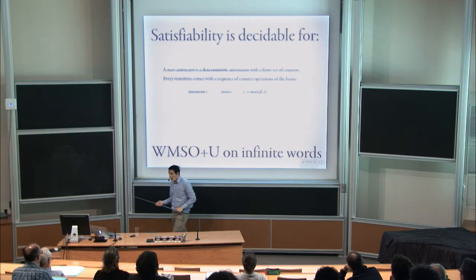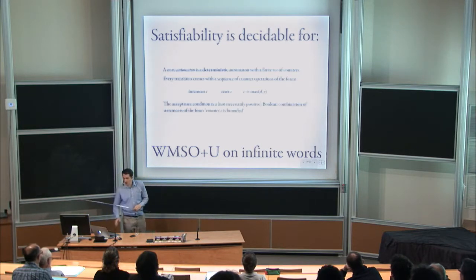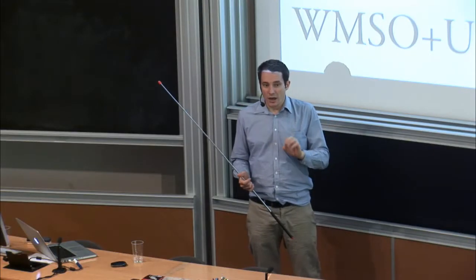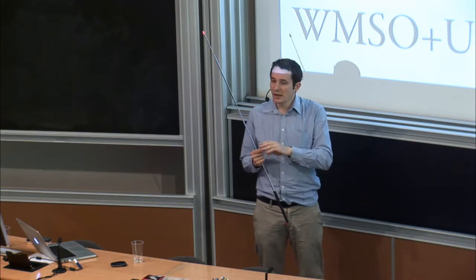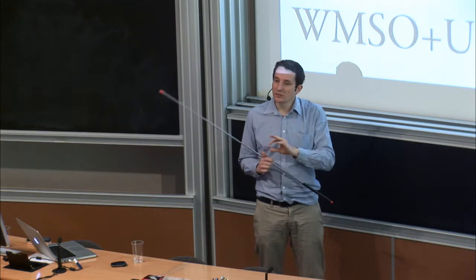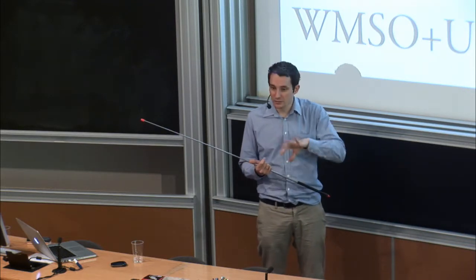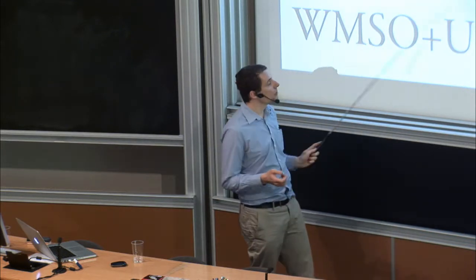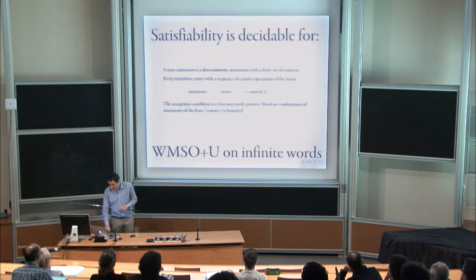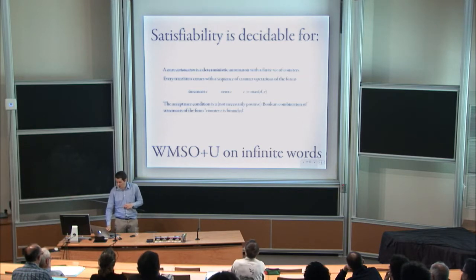And one can show that such automata, and the acceptance condition is a not necessarily positive Boolean combination of things of the form counter C is bounded. So you can say, this counter is bounded, this one's not. Implicitly, if you're saying a counter is bounded, that's saying lim sup is smaller than infinity. So you're not going to be able to say anything about lim inf. And this kind of automata will not capture lim inf, so that's one of the weaknesses of this model. And that's why the R quantifier is introduced.